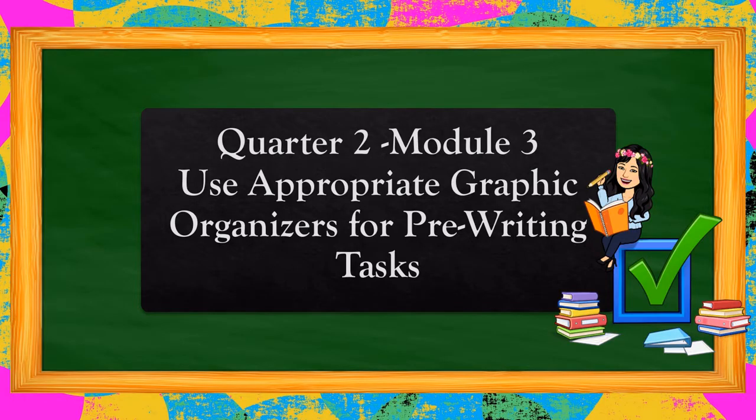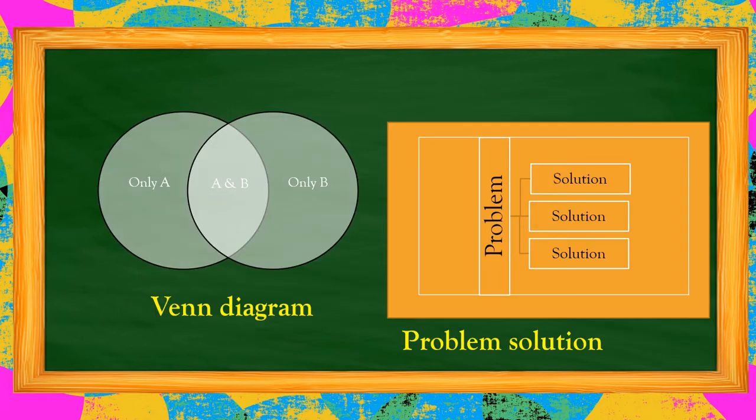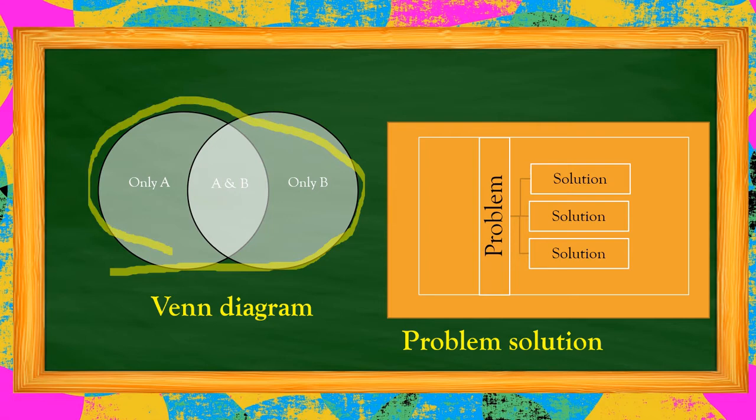It is module 3, use appropriate graphic organizers for pre-writing tasks. Look at the following types of graphic organizers. Can you identify? Let's identify their names. This graphic organizer is a Venn diagram. This one is the problem solution organizer.